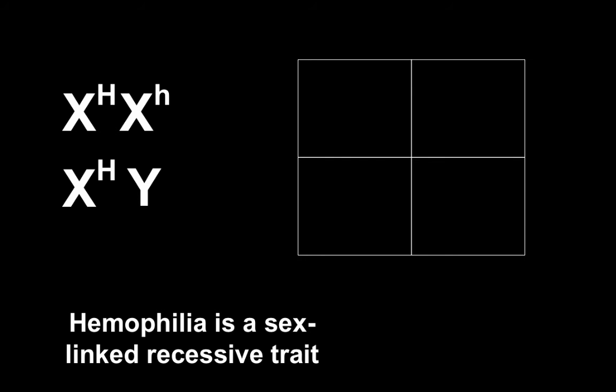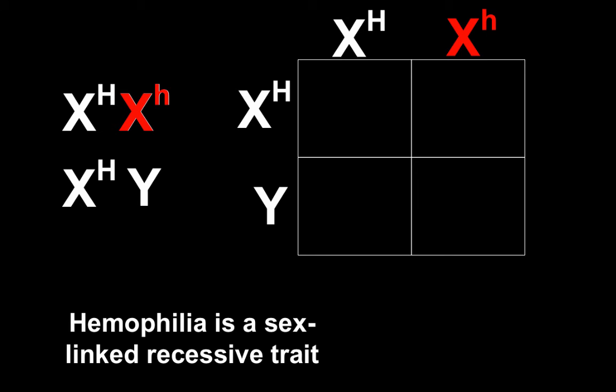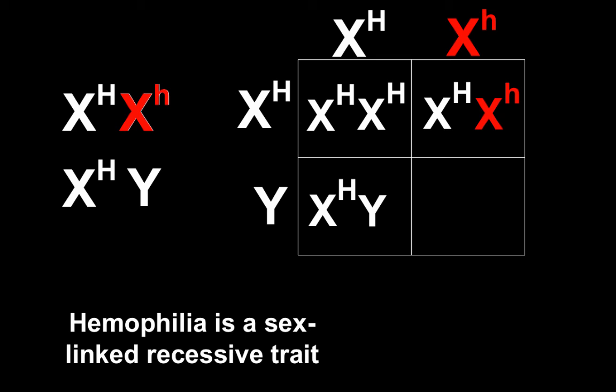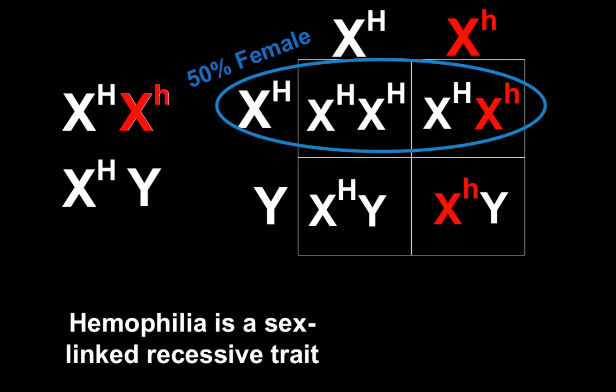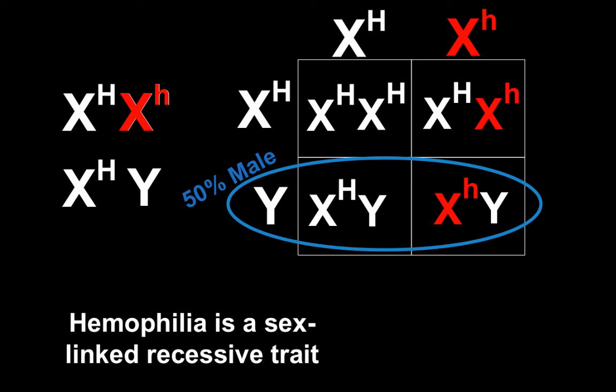All right, so let's do a Punnett square with this and using hemophilia as an example. So here is a female, and she is a carrier for that sex-linked recessive trait. And then we have a normal male. So we set up the Punnett square exactly the same way, do the Punnett square exactly the same way, and what you'll notice is half of the offspring are going to be females and half of them are always going to be males.